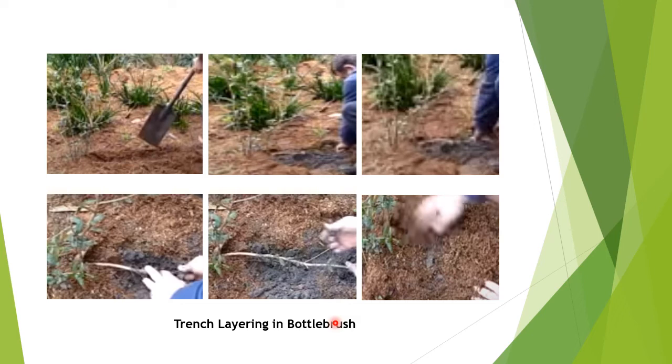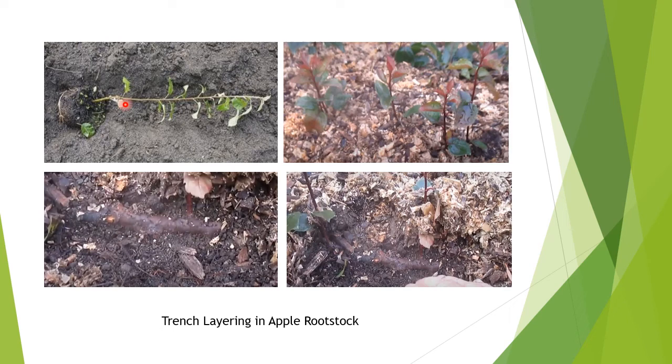This is trench layering in the bottle brush, or you can see a whole plant is taken here. A 1 year old or 2 year old plant is placed horizontally in the soil and then covered slowly and gradually with the sawdust. You will see there will be a formation of vertical branches, and after some time, when you remove this, you will find this is here, and from this there are developed vertical branches, and these also have roots. So you are cutting it here and it becomes a successful rootstock, and this is what trench layering is about.